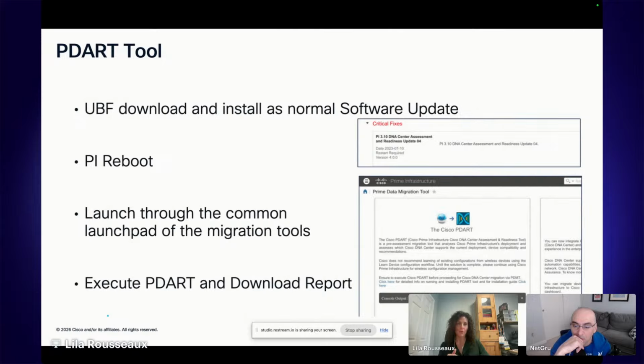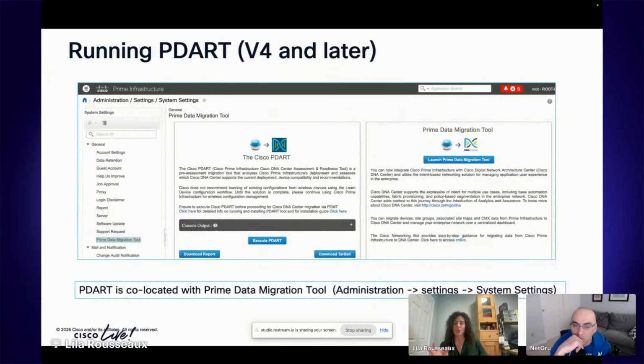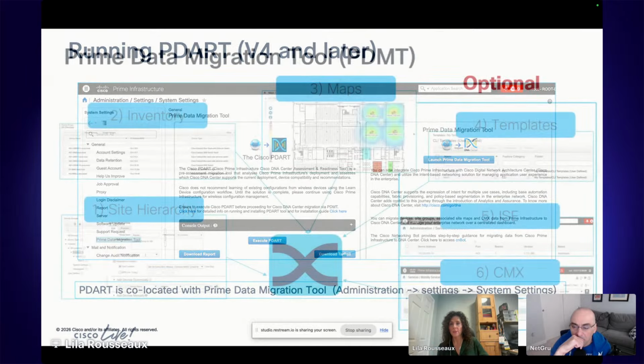Depending on what version of Prime Infrastructure you have, it looks a little bit different. But in the latest versions, you have a launching point called Prime Data Migration Tool that allows you to run either the PDART or the actual migration tool. You come to settings here, and this is where you can execute the PDART tool, and when it becomes available, you download the report.